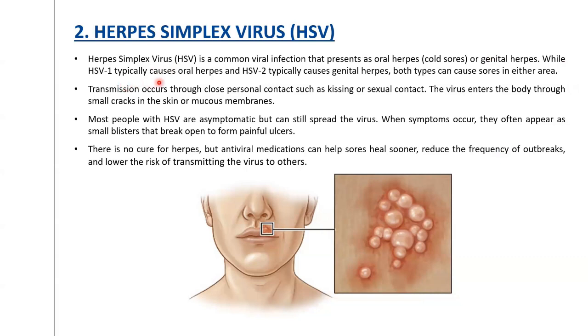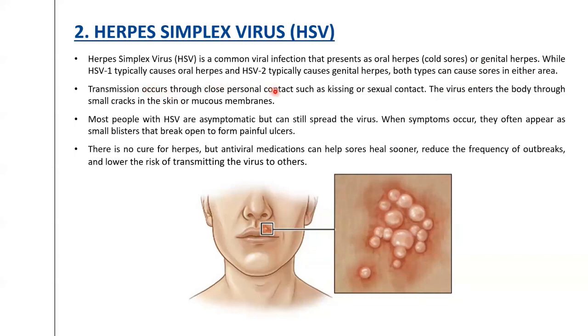HSV type 1 typically causes oral herpes and HSV type 2 causes genital herpes. So there are two subtypes of this virus. One causes oral herpes, the other causes genital herpes. Both types can cause sores in either area.